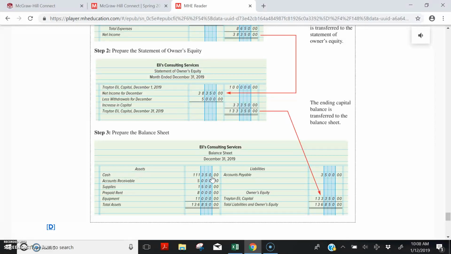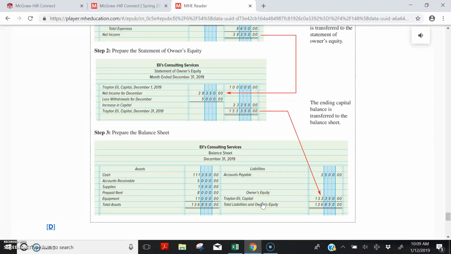In this example on page 35, all of the assets are listed on the left side of the page and total $136,850. The liabilities and owner's equity are listed on the right side of the page and also total $136,850. So the balance sheet is in balance, and assets do equal liabilities plus owner's equity.